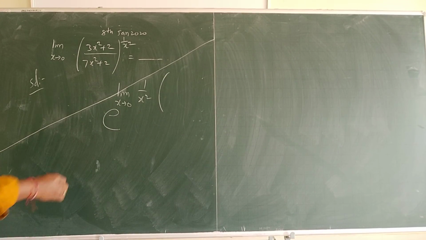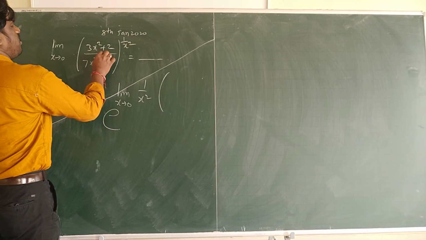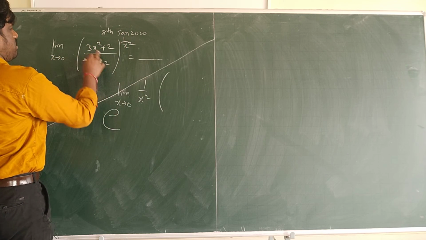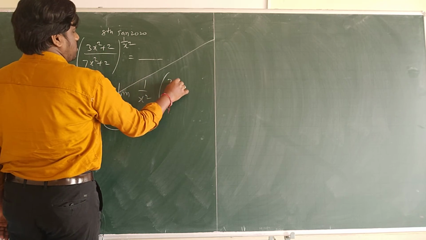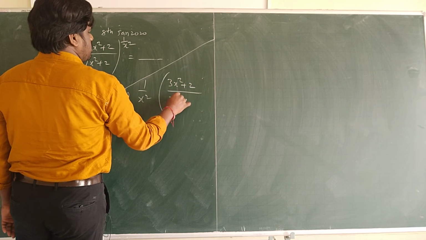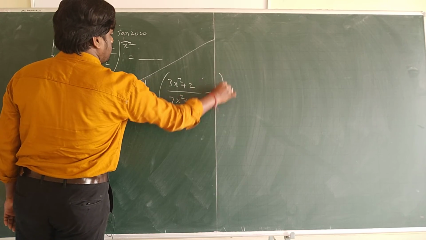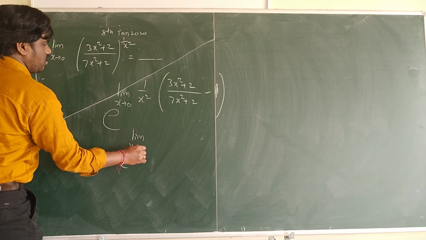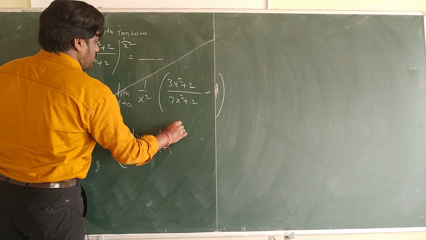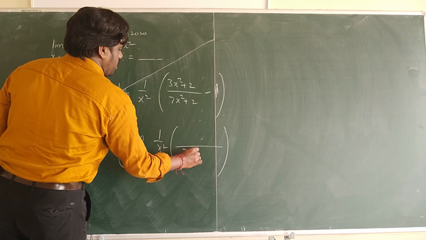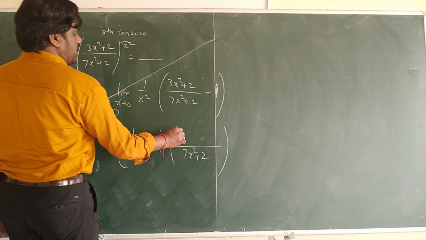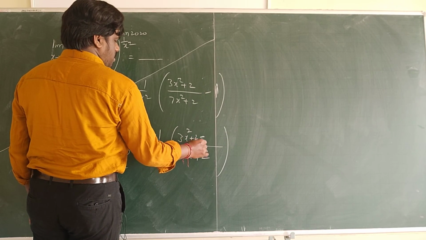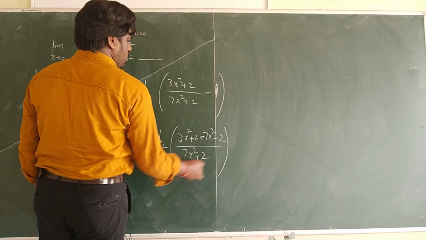Okay, this question we can run like this: f of x power g of x, so the power g of x comes down as 1 by x square into minus of this, 3x square plus 2 upon 7x square plus 2 minus 1. So e to the power of limit x tends to 0, you are going to get 1 upon x square into, with 7x square plus 2 as the LCM, so I get 3x square plus 2 into minus 7x square minus 2 plus 2, minus 2 gone.